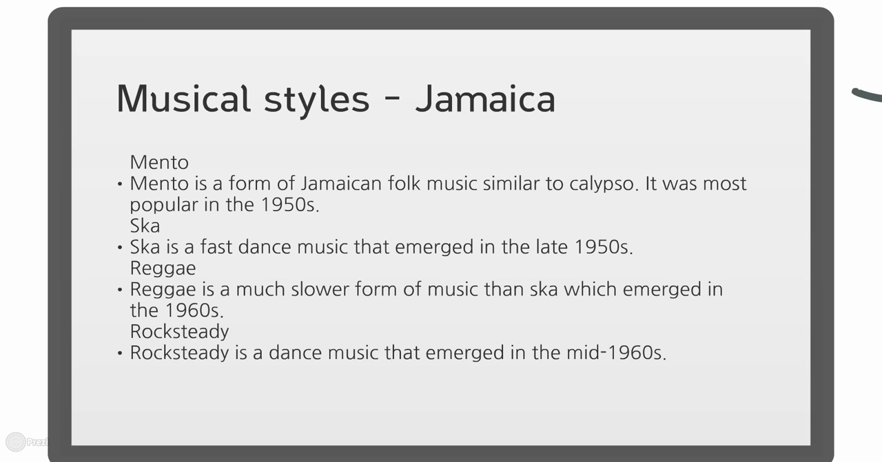Now, let's go ahead and take a look at the musical style in Jamaica. I think this is one of the most influential types of musical style, which came from Jamaica, because it's used a lot in modern-day music and it influenced a lot of people. First of all, the mento. The mento is a form of Jamaican folk music similar to calypso. It was most popular in the 1950s, and some characteristics of it are the guitar or the banjo and drums, and the strophic or verse-repeating form.